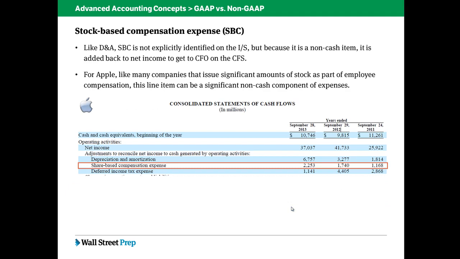Like depreciation and amortization, stock-based compensation is not explicitly identified on the income statement, but because it is a non-cash item, it's added back to net income to get to cash from operations on the cash flow statement, and you see that here. Here is Apple's cash flow statement. It starts with net income, which is the last line on the income statement, and the second add back after depreciation and amortization is stock-based compensation, which is presumably buried within the operating line items on the income statement and is a non-cash item that needs to be added back. For Apple, like many companies that issue significant amounts of stock as part of employee compensation, this line item can be a significant non-cash component of expenses.